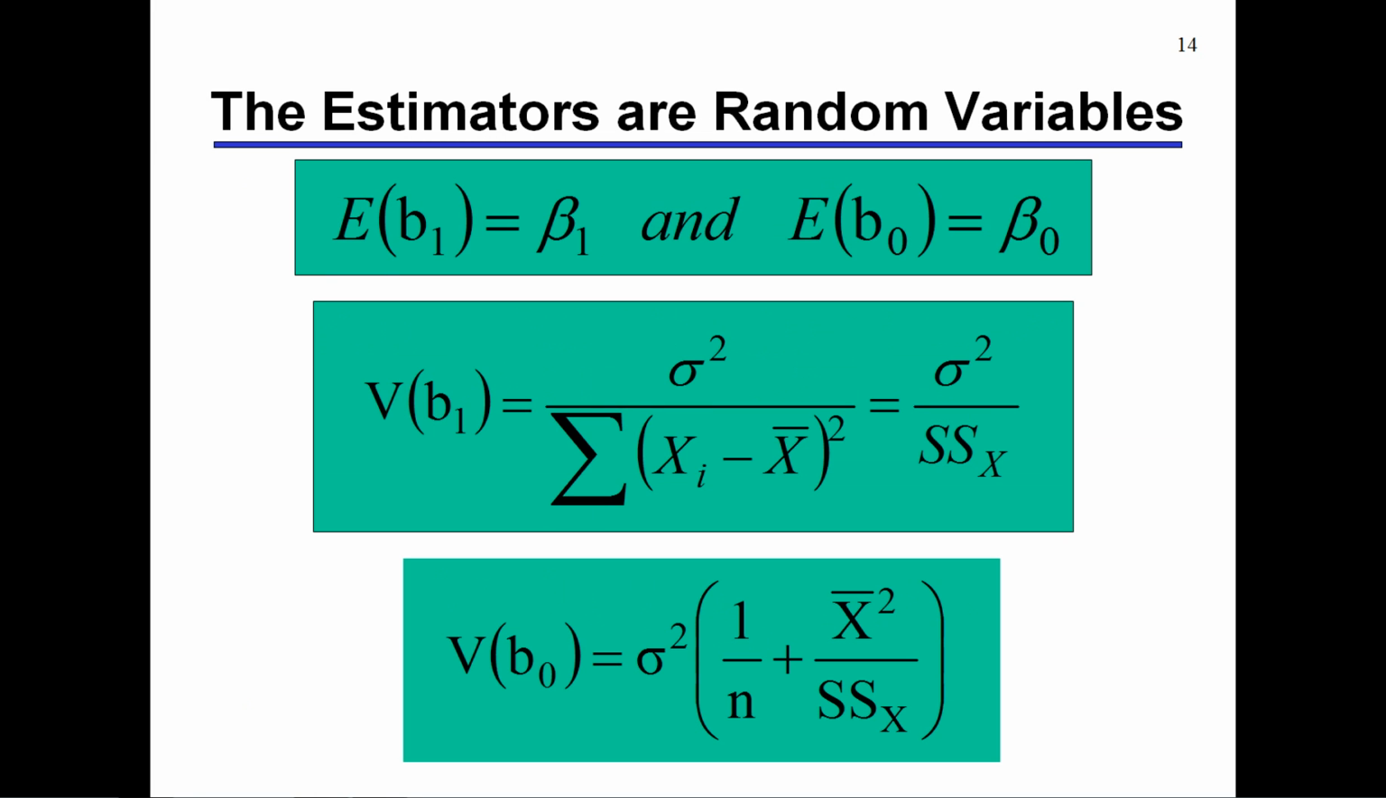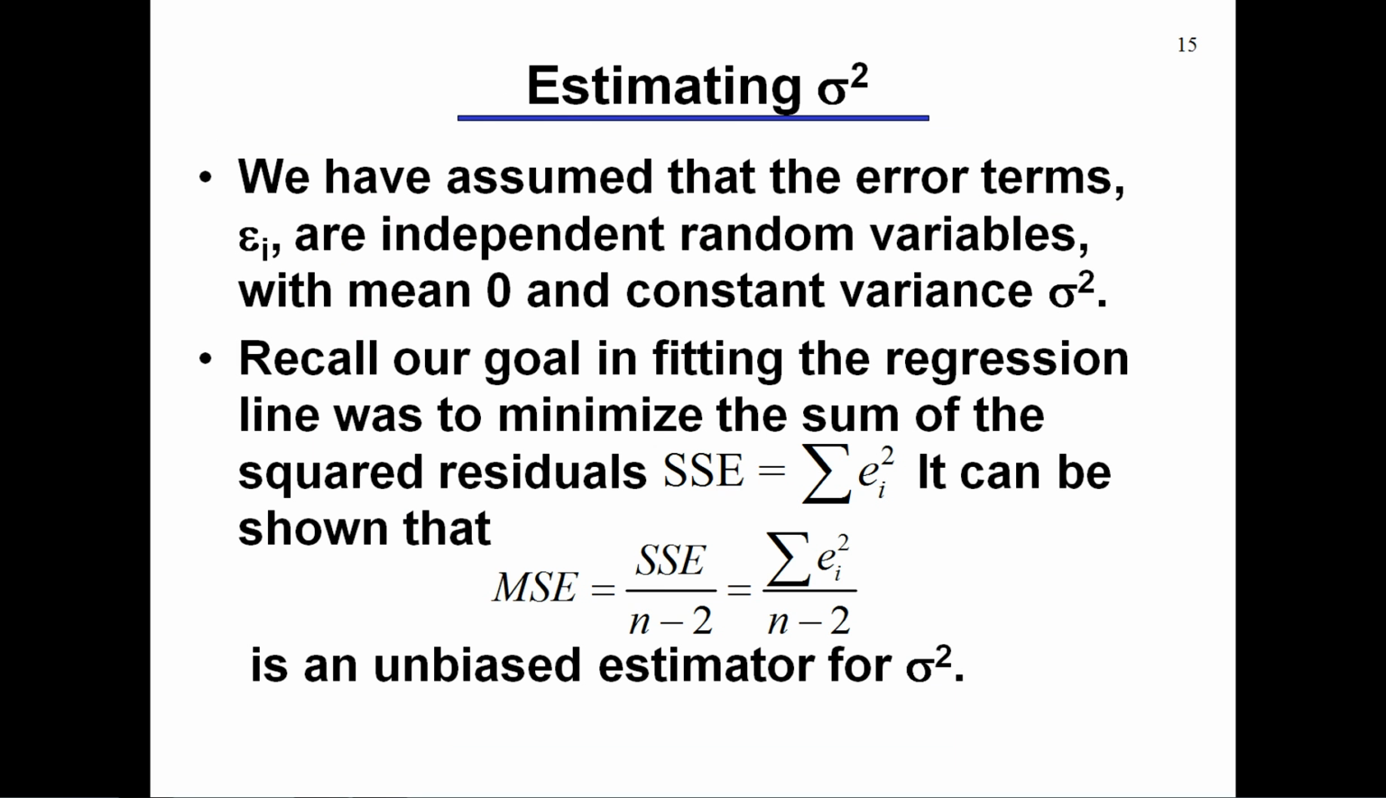It turns out that the expected value of B1 and the expected value of B0 are beta 1 and beta 0 respectively. That is, B1 and B0 are unbiased estimators. We can compute the variance of B1 and the variance of B0, and it's very important to note that the variance of B1 and the variance of B0 are dependent on the variance of the random error term, sigma squared. Now, that's a population parameter, and we may not know it either. And so the question becomes, how can we estimate it?